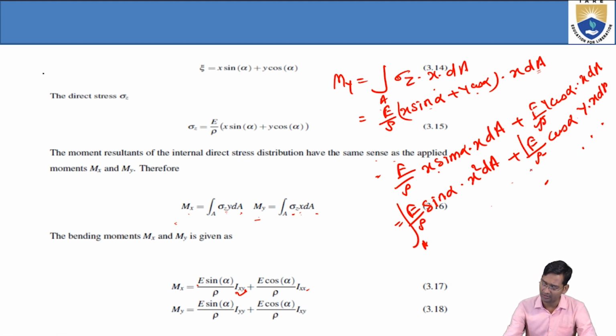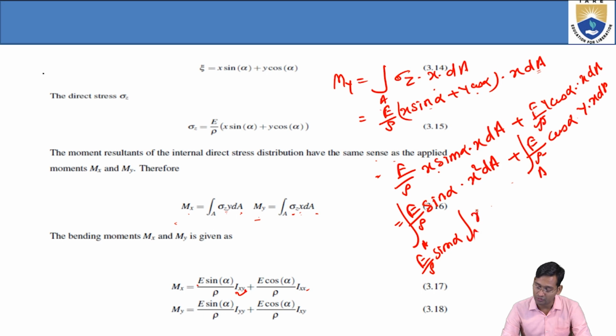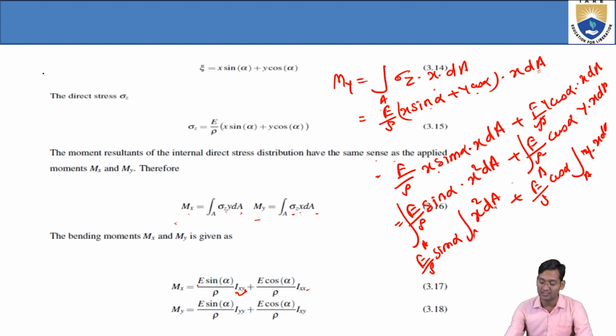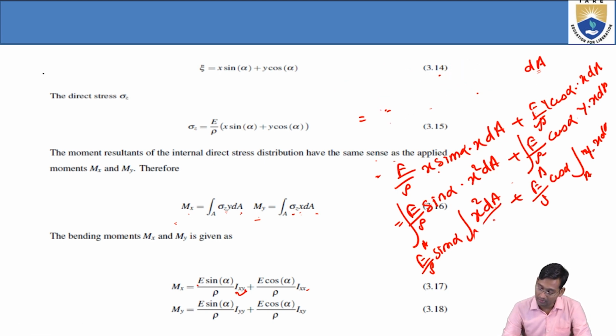Again separating, so let me write here A also. After this, E by rho sin alpha is outside because it is constant. E by rho sin alpha constant, what we have is A equals to x square dA, plus again same here E by rho cos alpha out of the integral A y x dA. So the integral of A x square dA is I y. So from here what we will get: this is our I y and this is I xy.